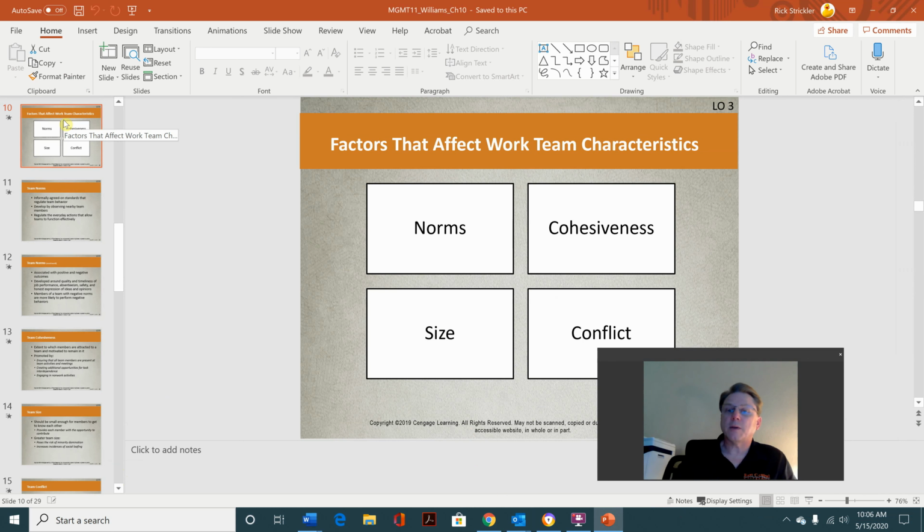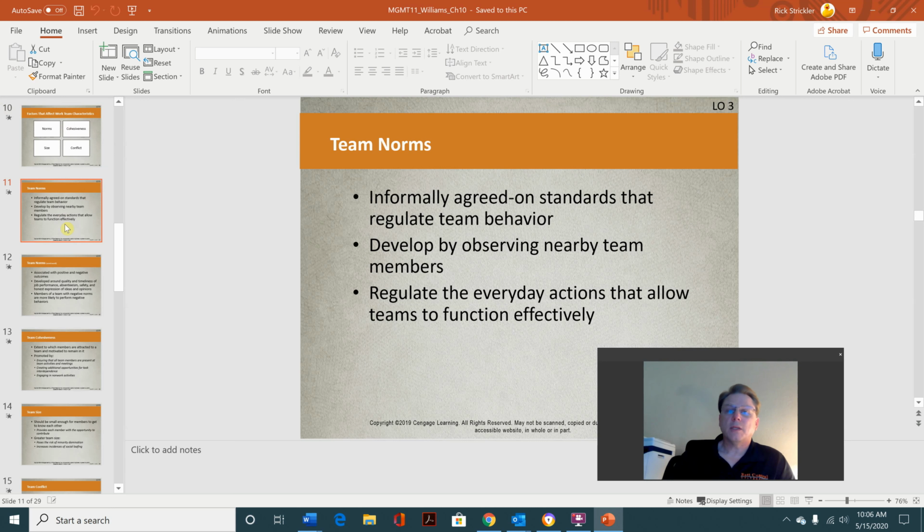Factors that affect work team characteristics: norms, cohesiveness, size, and conflict. Team norms are informally agreed-on standards that regulate team behavior. If the norm is that the meeting starts at 8 o'clock and everybody's there at 10 of 8, and one person shows up at 8, well, that's not a norm. The same way, if everyone shows up at 10 after 8 except one person, then that person didn't know what the norm is. Norms are developed by observing team members. So if I observe that everyone shows up 10 minutes late, I'm going to start showing up 10 minutes late.